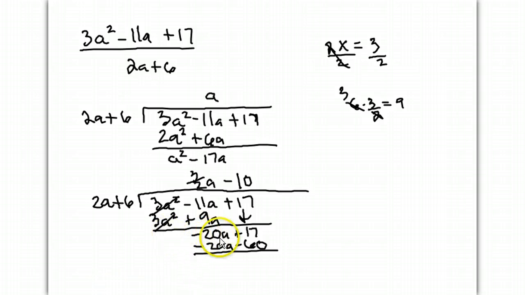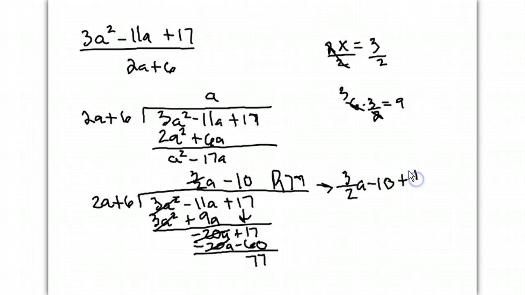So when you do the negative 20a minus a negative 20a, that goes away. And then you do 17 minus a negative 60. Those two minuses turn to a positive, and that gives you the result 77. So you actually have a remainder of 77. But the way they write it is they write the answer is 3 halves a minus 10 plus the remainder divided by the 2a plus 6.